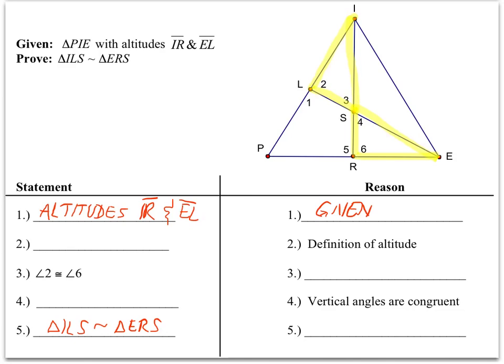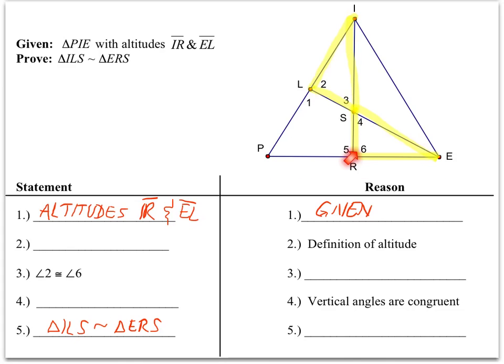In step 2, the reason is already given for us. It says definition of an altitude. Well, let's think way back to altitudes. Chapter 5, what did an altitude of a triangle tell us? An altitude is where you take a vertex and you drop a perpendicular down to the opposite side, which means that IR intersects PE at a right angle.